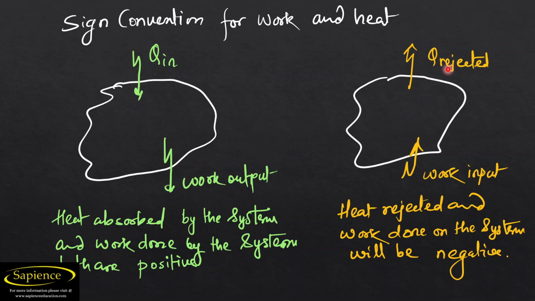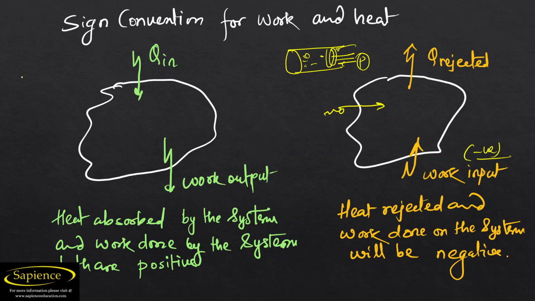At the same time, if heat is being rejected by the system, you have to take it as negative. And if work is input to the system, work is done on the system, then we need to take it as negative. So let us try to understand what is work done on the system. So let us consider this is a piston cylinder. And if work is being done, or pressure is being applied, it means that the work is done on the system. So in this way we can take it as negative work.